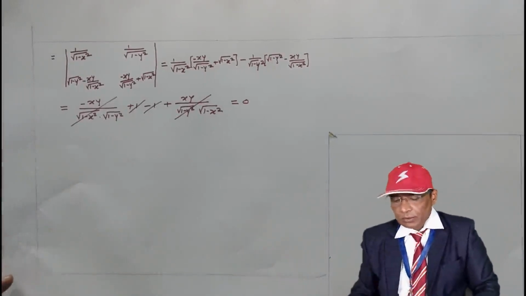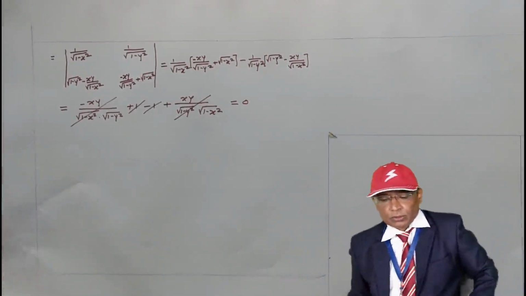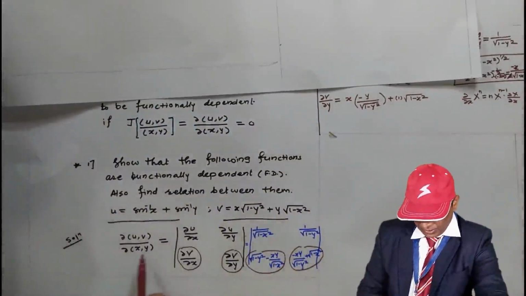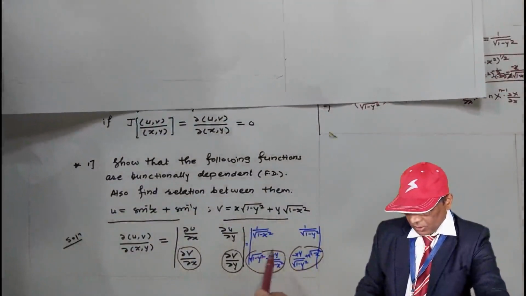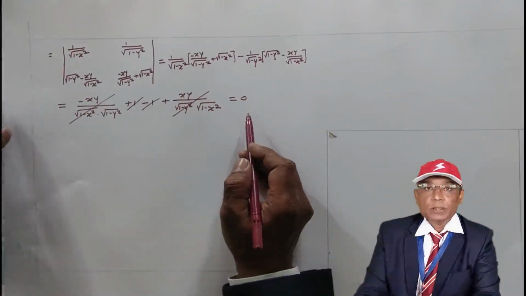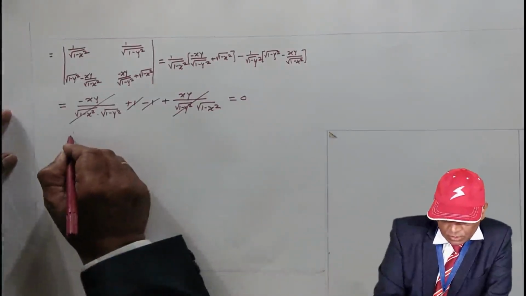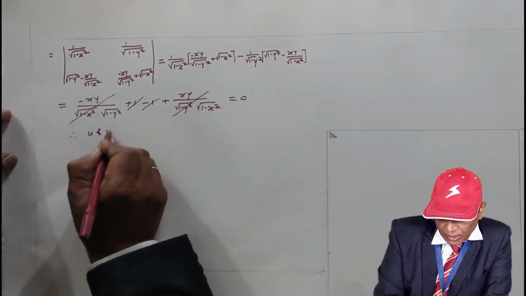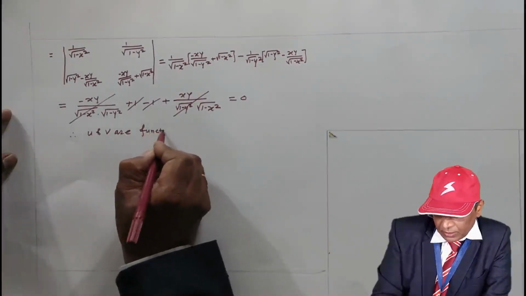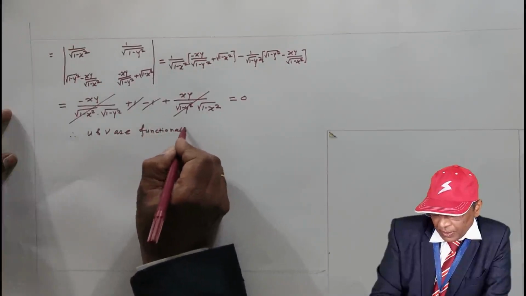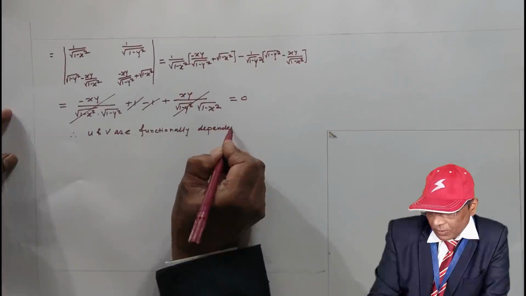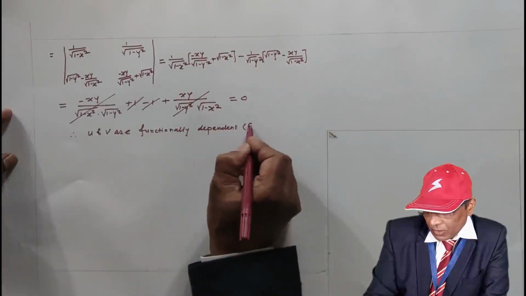So what we have shown here: this Jacobian value I have calculated and it is coming to be 0. If the Jacobian is 0, therefore u and v are functionally dependent.